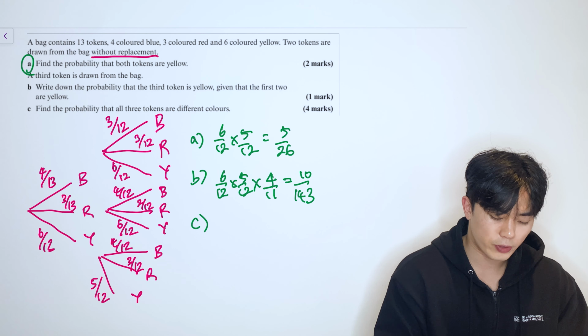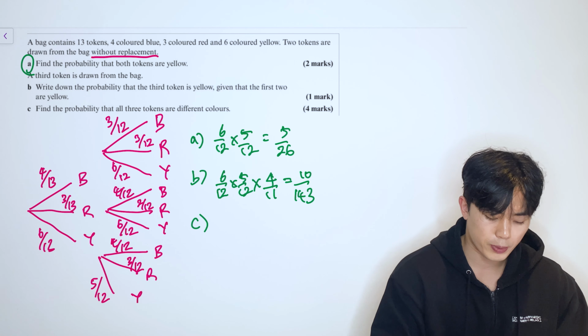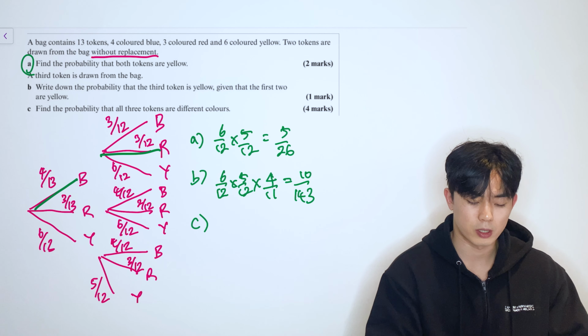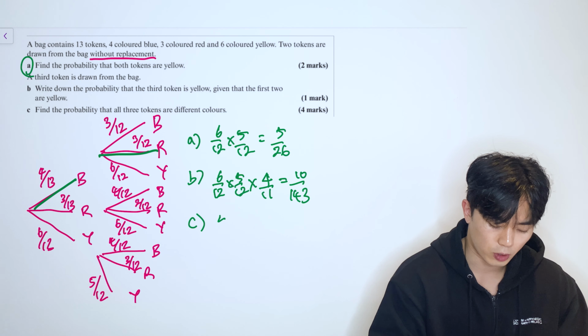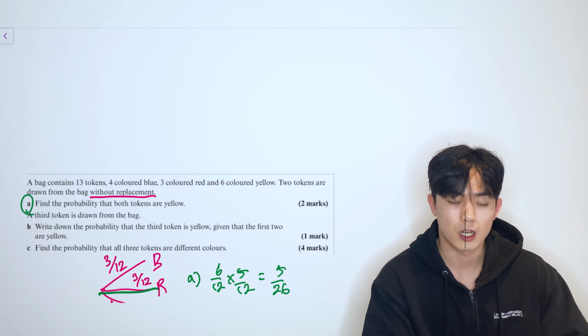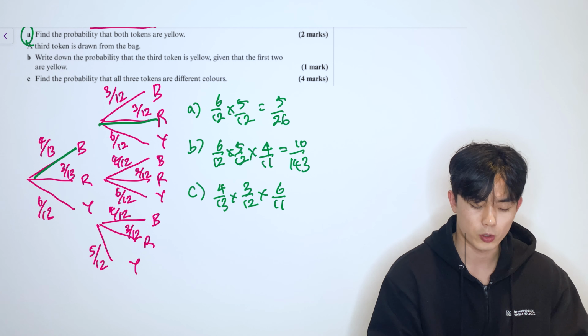Find the probability that all 3 tokens are different colors, okay? So it's going to be blue, red, yellow, right? So let's look at a root. So let's say blue, and let's go red, and then we need to draw one more section. So the first is blue, 4 over 13, times red would be 3 over 12, times the last token has to be yellow, right?